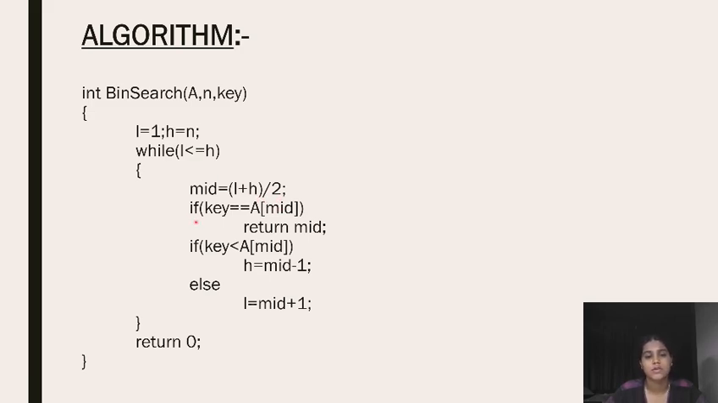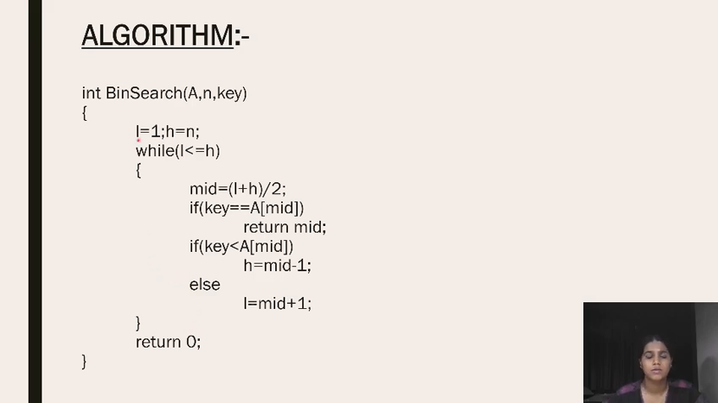If the key is equal to the element, it will return that the element is found. If the key is less than the element, H will be changed to mid minus 1. If the key is greater than the element, L will be changed to mid plus 1. If the while condition is false, it comes out of the loop and prints that the element is not found.